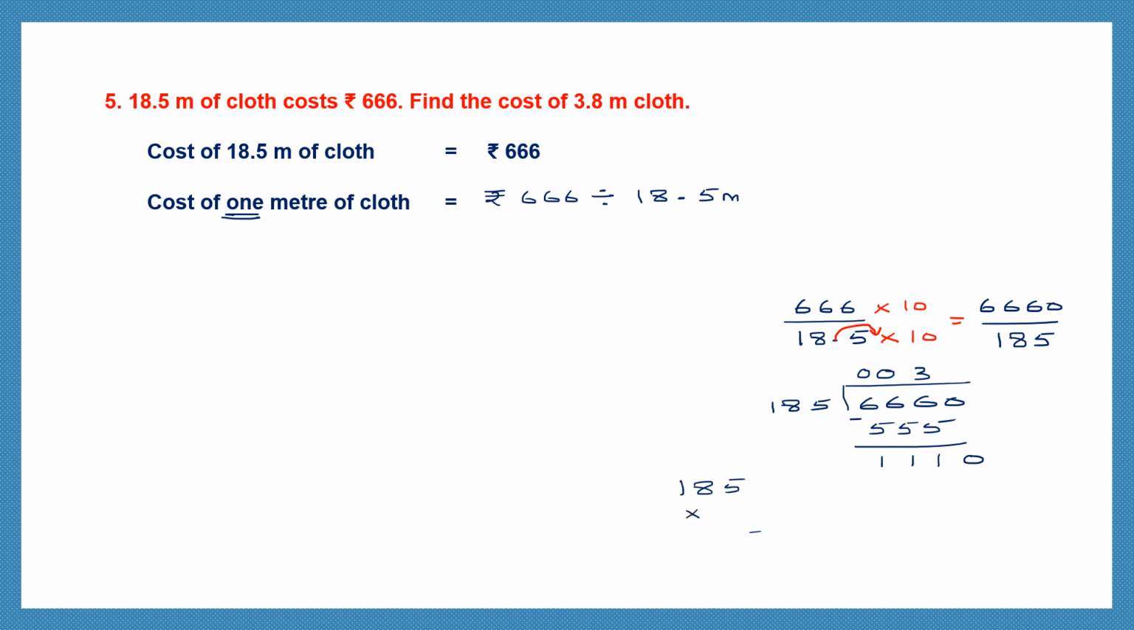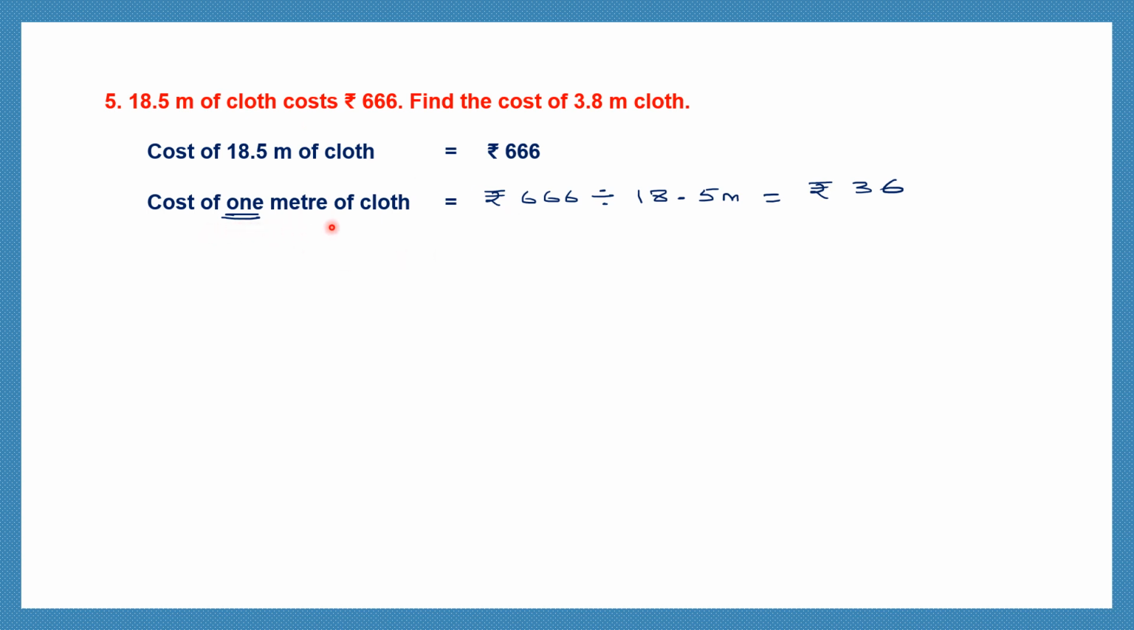So 185, let's multiply this with 6 and see what we get. So here 6 5s are 30, carry 3. 6 8s are 48, 49, 50, 51, carry 5. 6 1s are 6 plus 5 is 11. So we've got 1110. That means 185 into 6 is 1110. So when we minus, we're getting 0 here. So our quotient is our answer and our quotient is 36. So what have we found here? We have found the cost of 1 meter of cloth and that is 36 rupees.